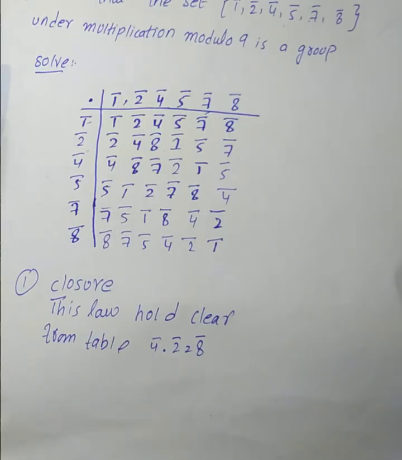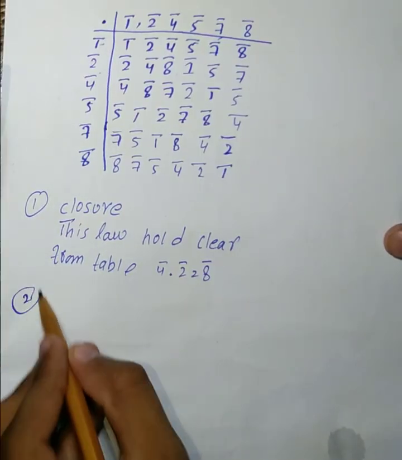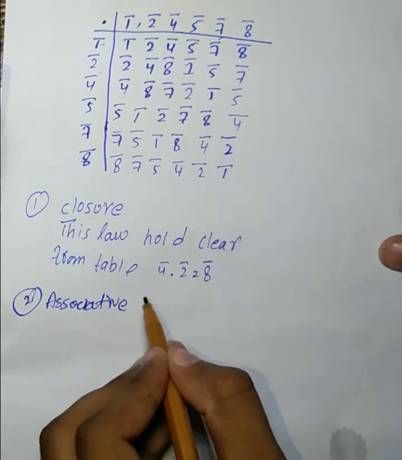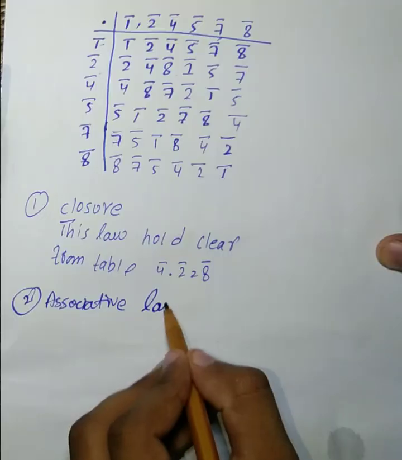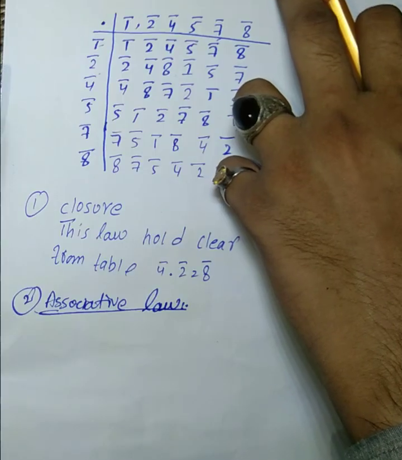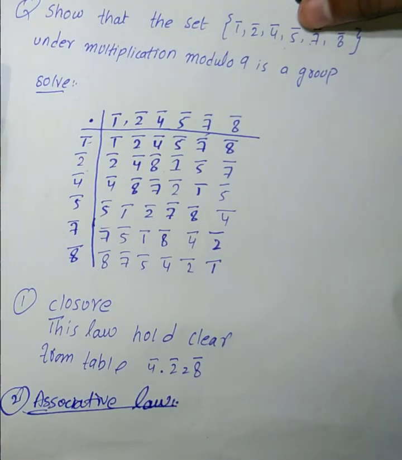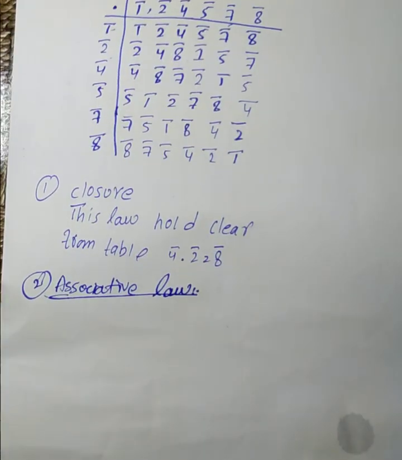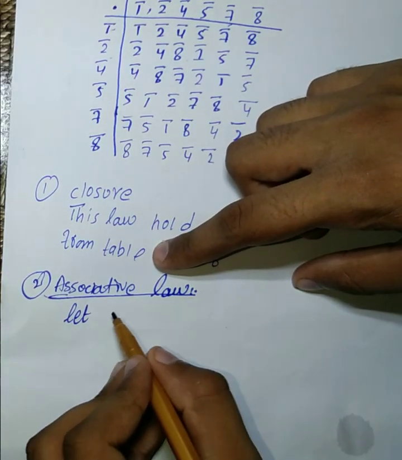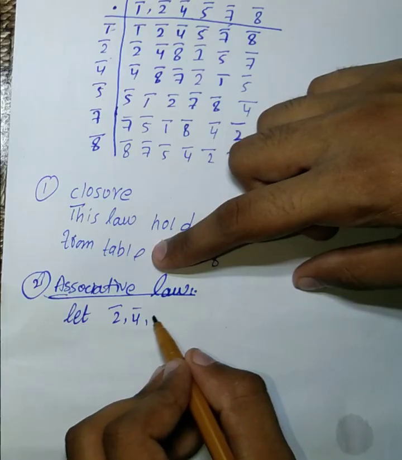So the first is clearly satisfied, and second is the associative law. So take any three numbers in this table, 1 2 4 5 7 8. So let the three numbers we consider be 2, 4 and 5.